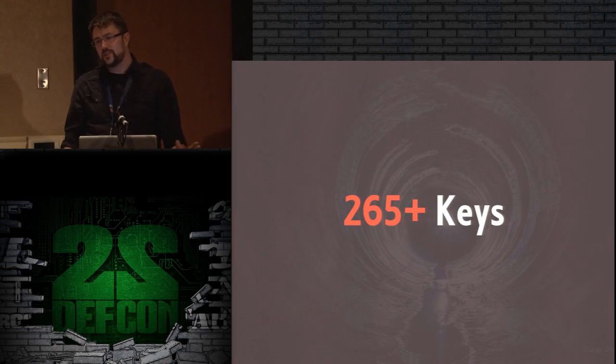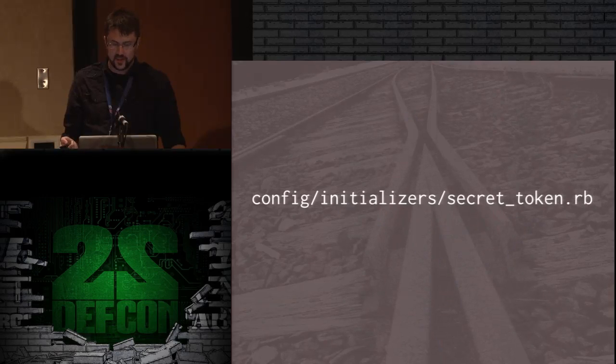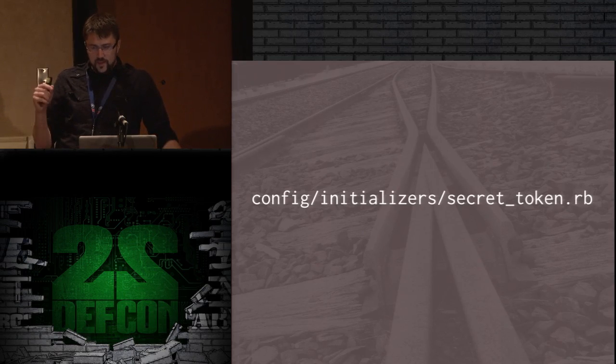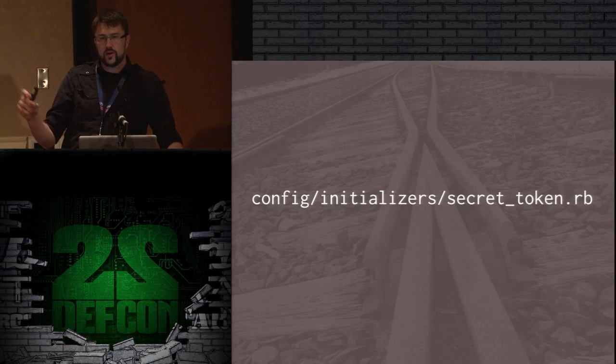So far, I've found about 265 keys. I'm clearly going after one provider that I want to protect. There are certainly more out there to find. One of the biggest offenders for this were Rails developers. If you look in config initializer secret token.rb, usually you'll find your OAuth creds, there's actual keys for Rails itself.